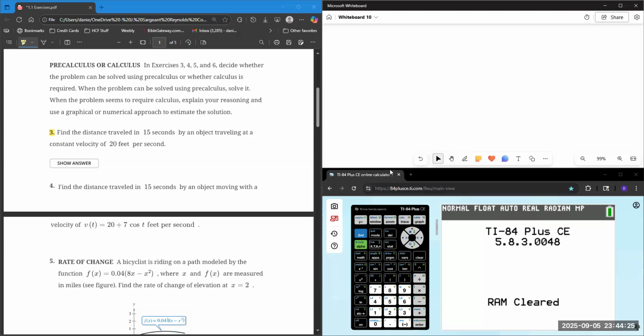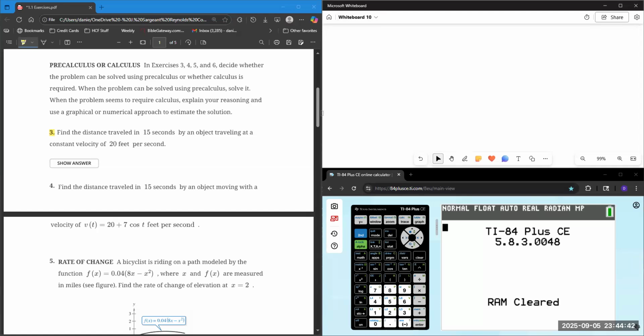I also have my TI-84 calculator. This is the online version. I have a big view of the screen for you so that it shows nicely in this window. And I'm going to show any work on the whiteboard here that I need to write out.